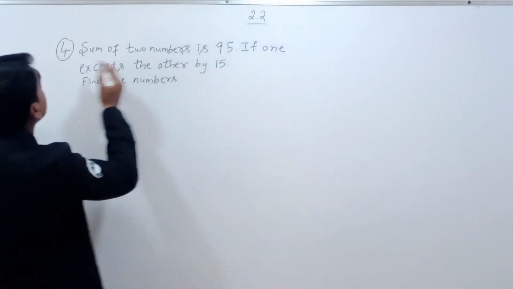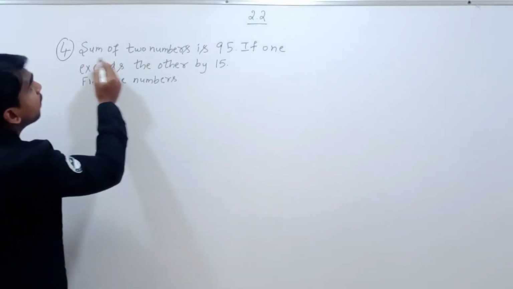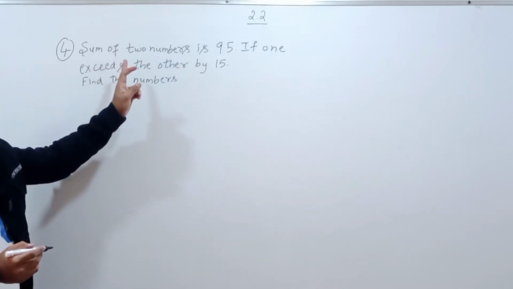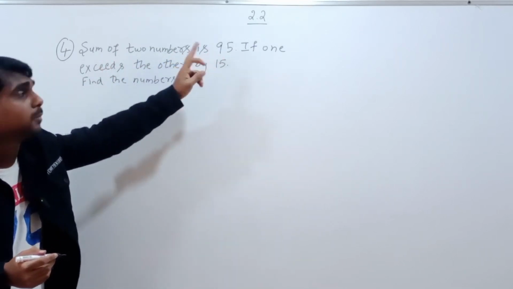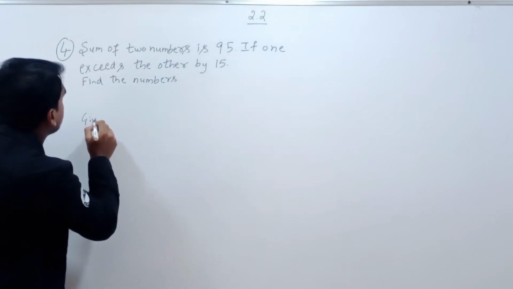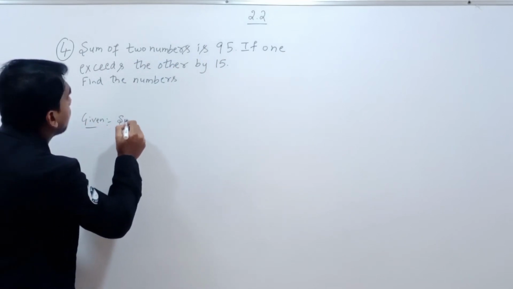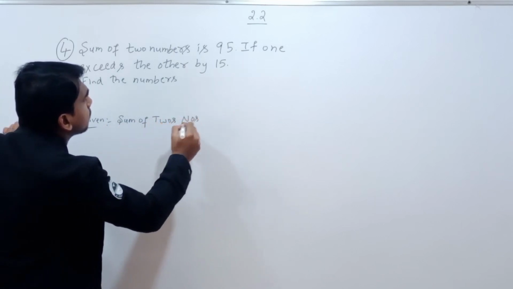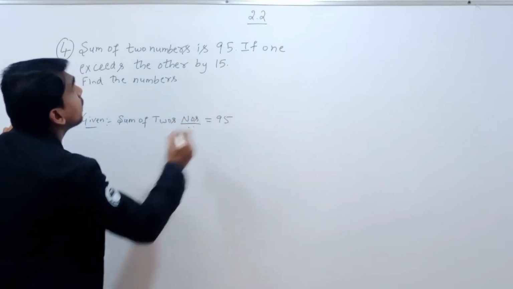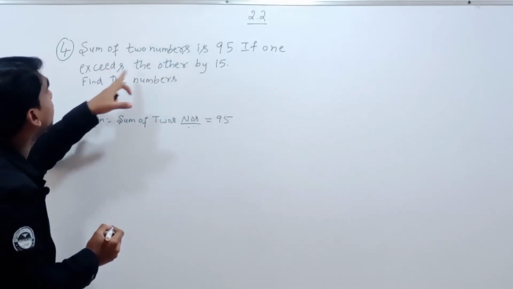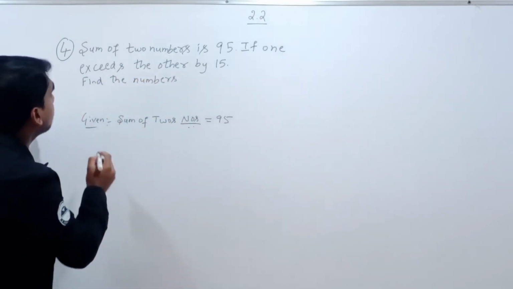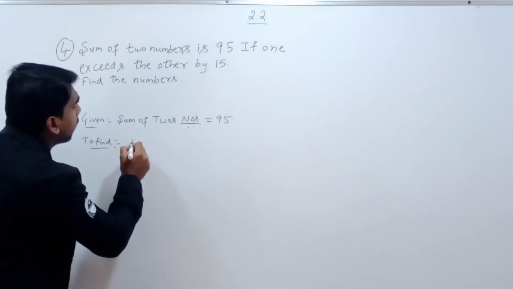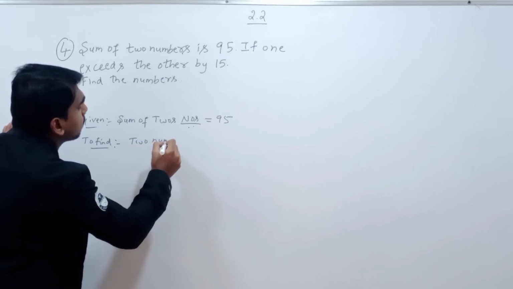Exercise 2.2, fourth question. Sum of two numbers is 95. They have given there are two numbers. If we add, we'll get 95. Given is, sum of two numbers is 95. If one exceeds the other by 15, find the numbers. We have to find the two numbers.